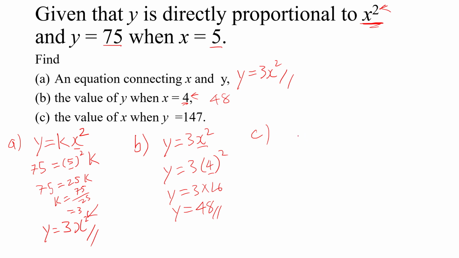Lastly, find the value of x when y equals 147. So y is equal to 3x squared. Y is now equal to 147 because the question says so. Then 3x squared. X squared will be equal to 147 divided by 3.